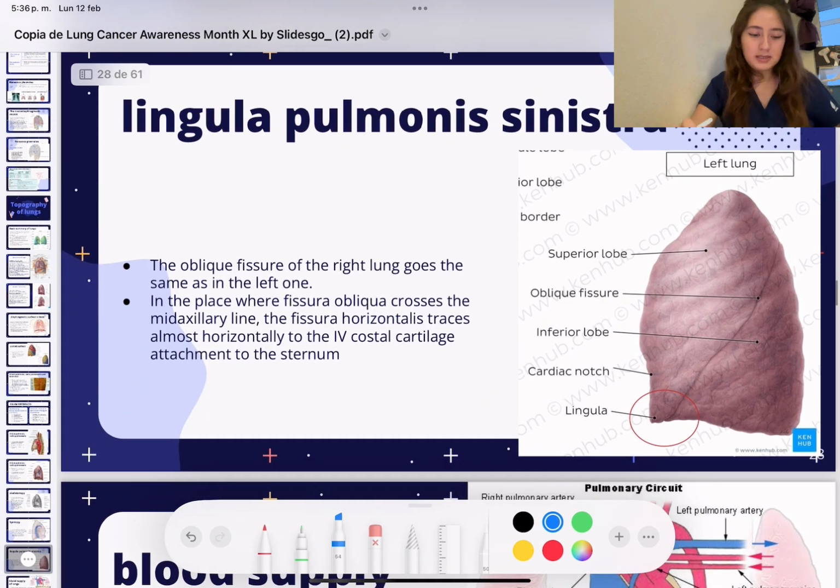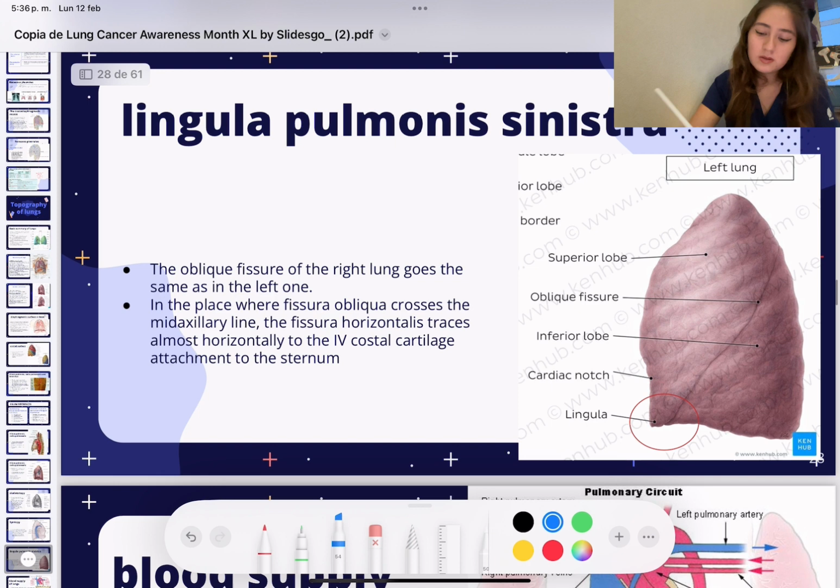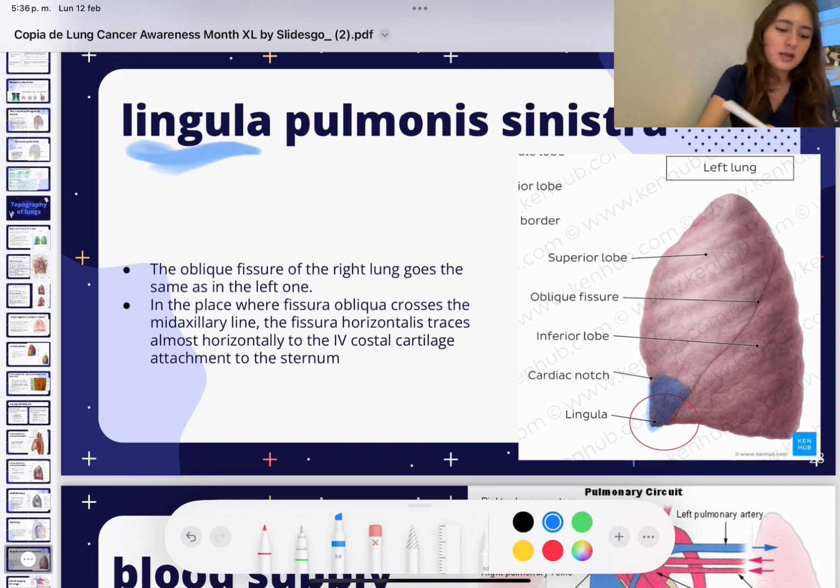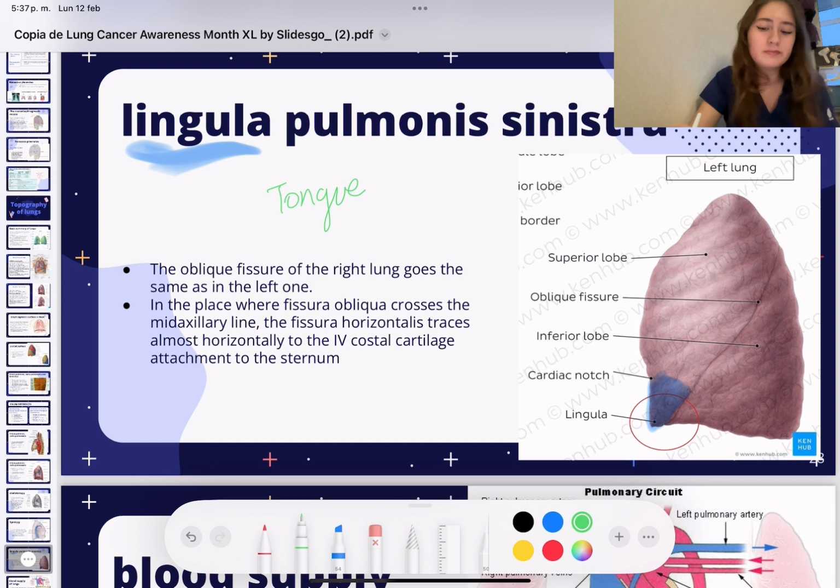Lingula pulmonis sinistra. The oblique fissure of the right lung goes the same as in the left one. In the place where the oblique fissure crosses the mid-axillary line, the horizontal fissure traces almost horizontally to the fourth costal cartilage, attaching to the sternum. So it's like a tongue. That's why it's called lingula, because it means tongue in Latin.